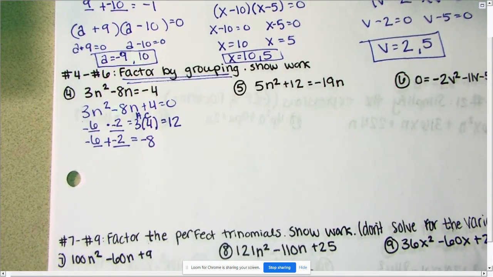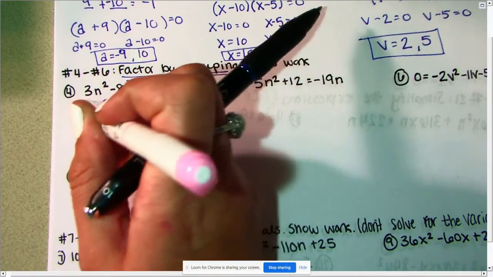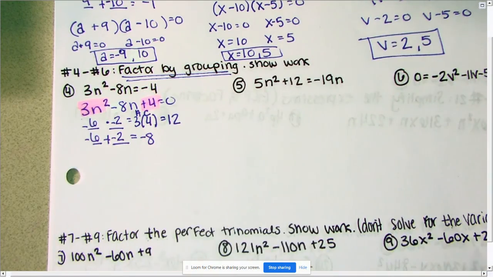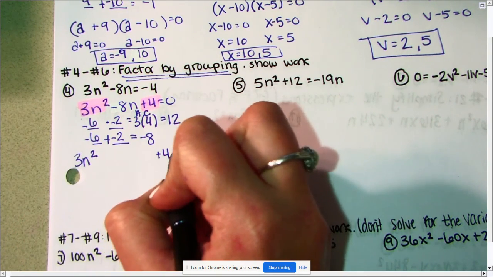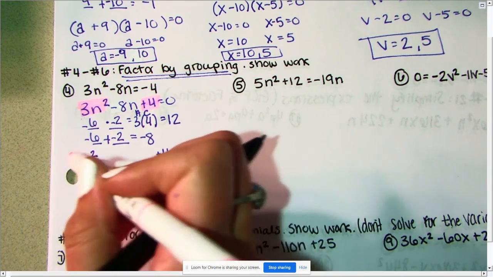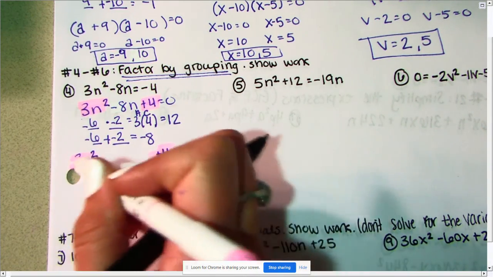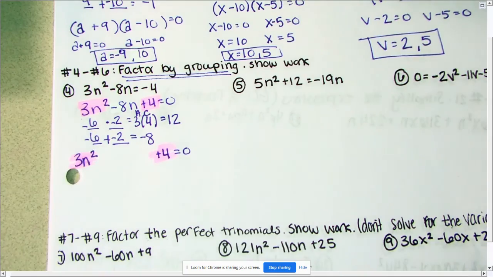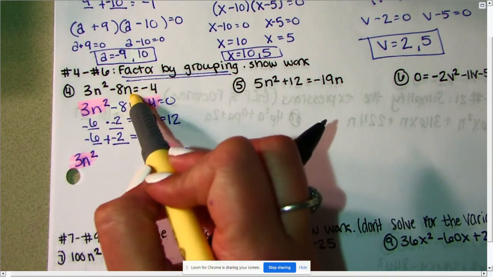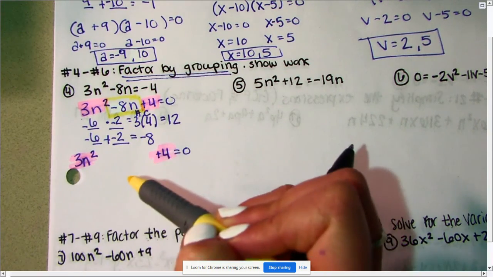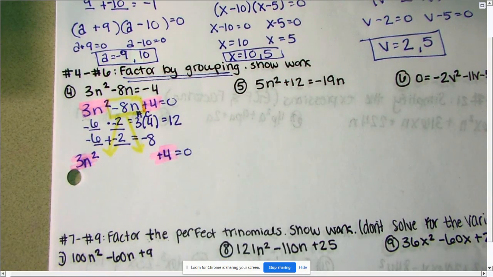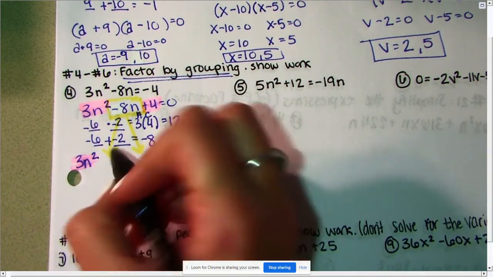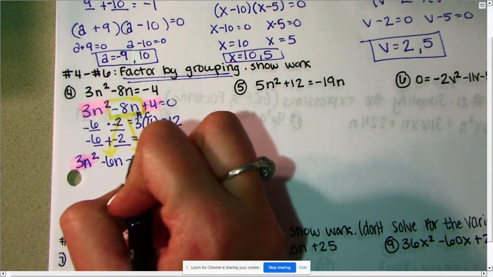So what you're going to have to do is write down these two terms exactly how you see them. 3n squared, leave some space, plus 4 equals 0. These values are identical. You just bring them down. However, we are not going to write negative 8n. The whole point of the factor by grouping is to actually break up the negative 8n into the two factors that you found, negative 6n minus 2n.